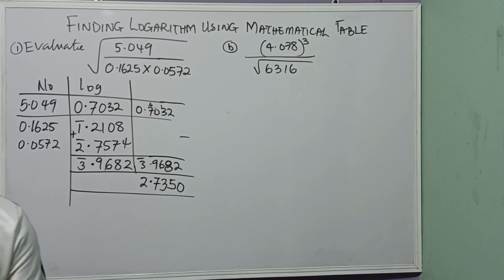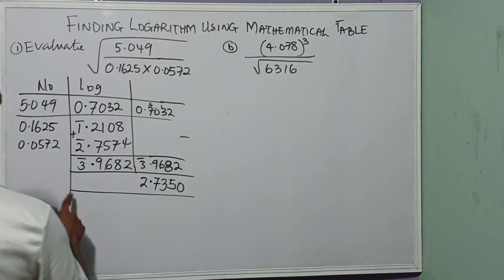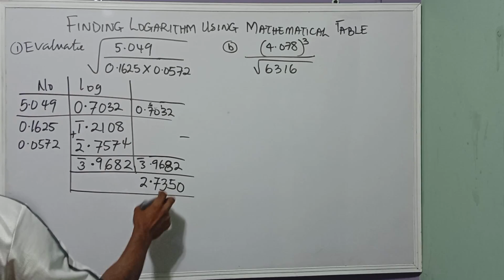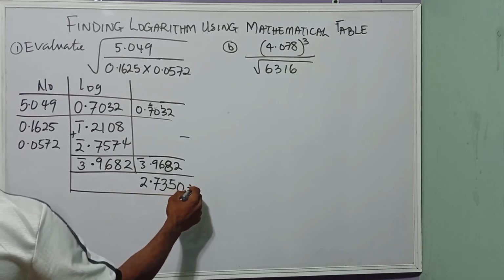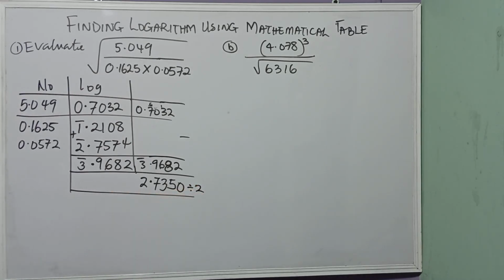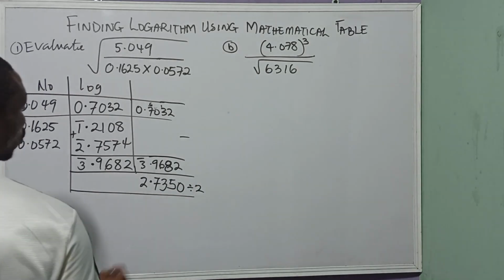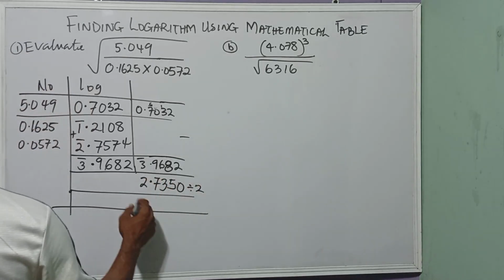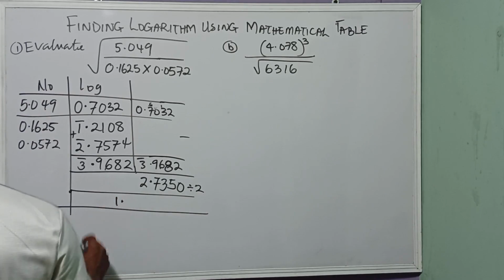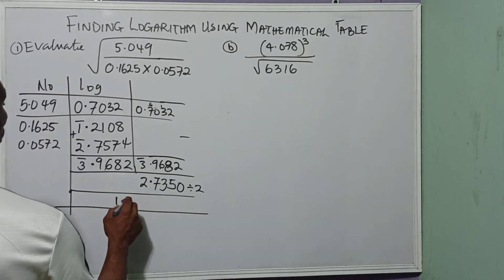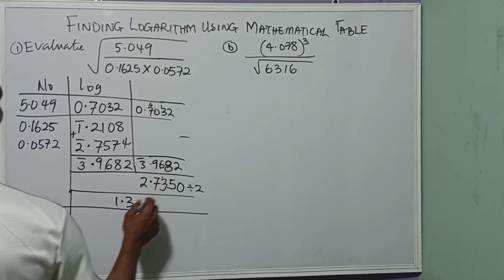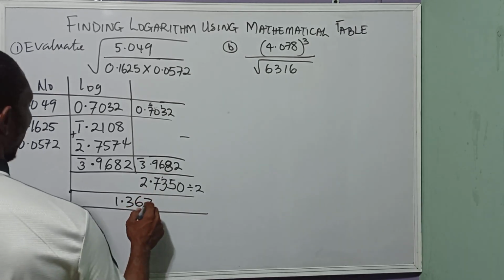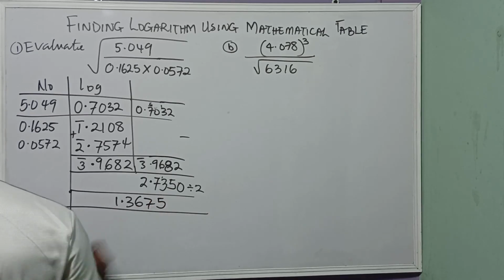So now we have it as 2.7350. Now we look for antilog. Okay, sorry, before antilog, our root sign. Since this is all roots, it will be divided by 2. When we divide it by 2, we would have an answer as 1.3675.